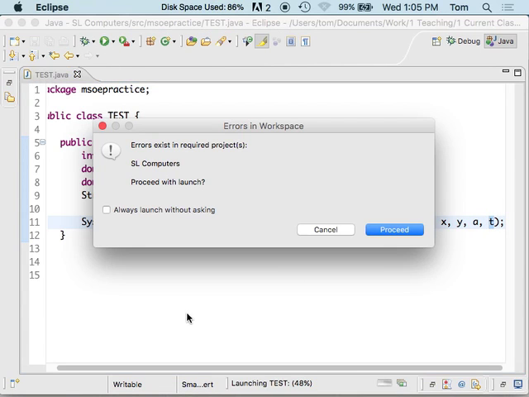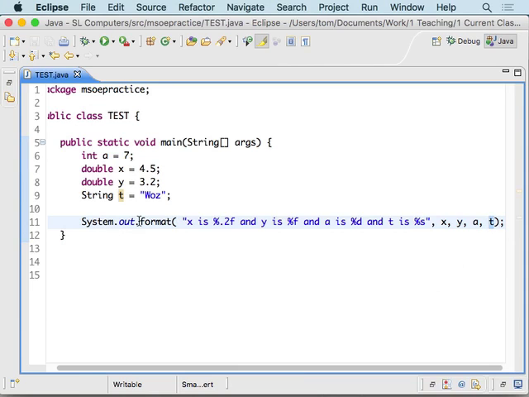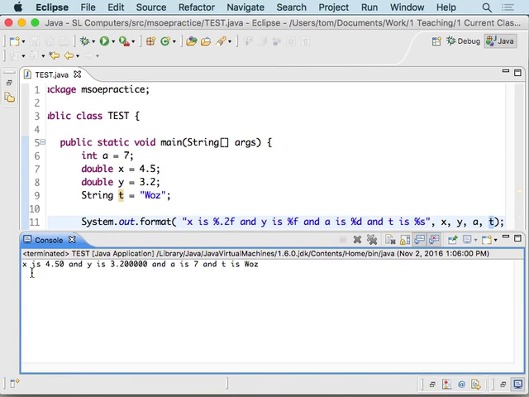Okay? So this is just a quick example of using that format. So x is 4.50, y is 3.20000. Okay? So it's getting this y value, which is 3.2, and tacking on a bunch of zeros onto it. The reason that x didn't have those is because I put the 0.2 in there so that it cuts it off after 2 decimal places.